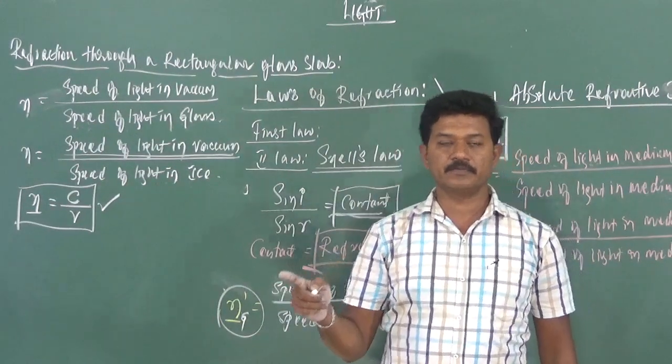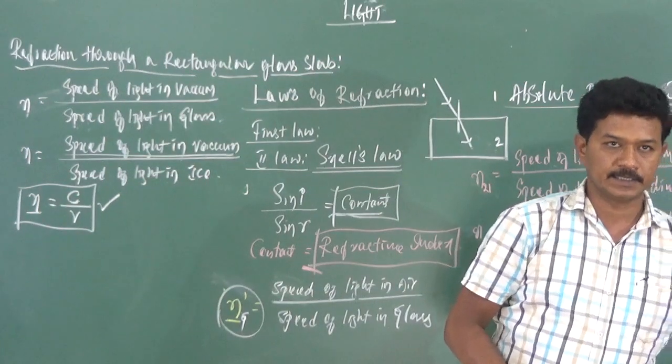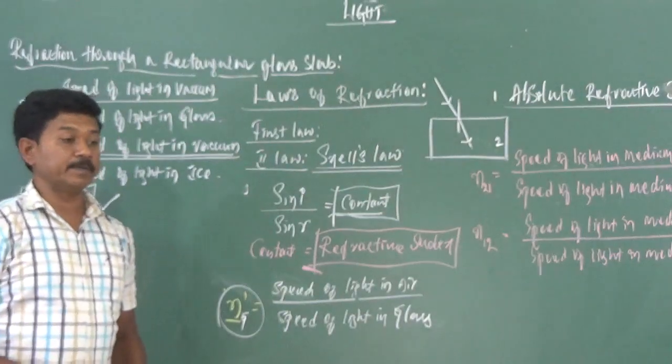The less the refractive index of a medium, the more the speed of light. So something like that you can consider. Right. So on what factors does the refractive index of a material depend?